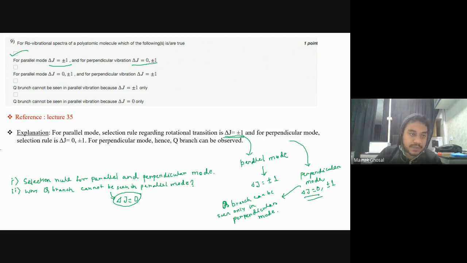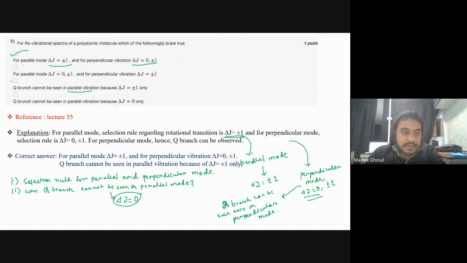So for options 3 and 4, I have to find that the Q branch cannot be seen in parallel vibration because of delta J equals plus minus 1 only. Is this true? Why does this not happen in parallel vibration? Because in parallel vibration, delta J equal to 0 is not possible. So my answer will be the first one and the third one, because the Q branch cannot be seen in parallel mode, because delta J equals plus minus 1 only. There is no delta J equals 0.